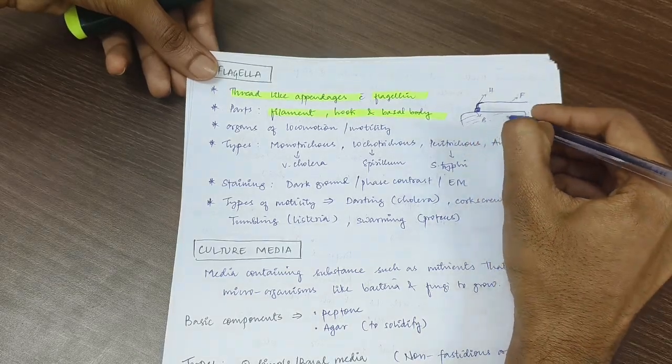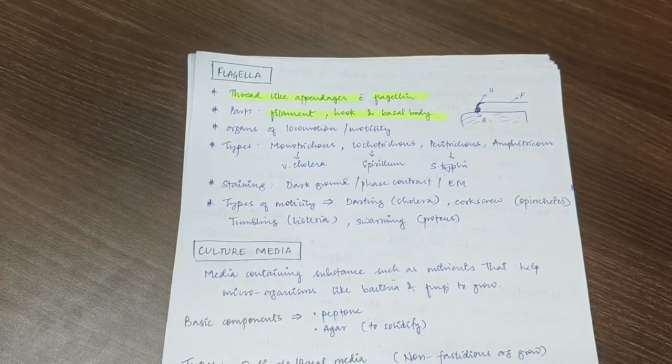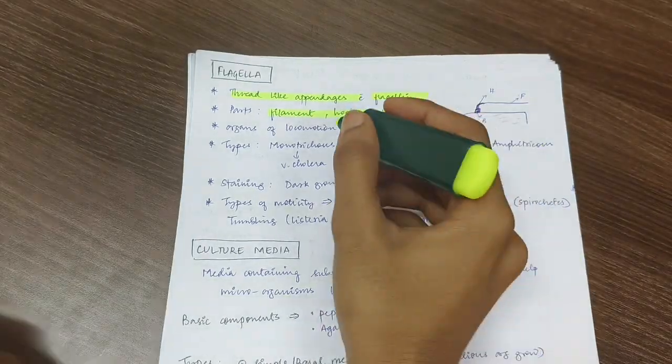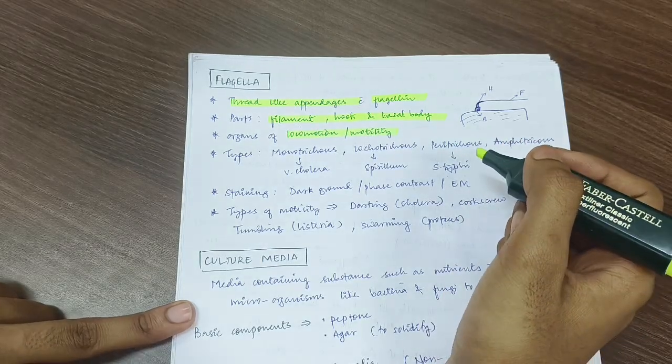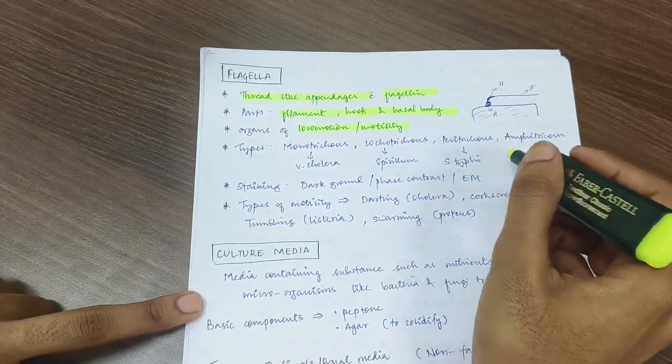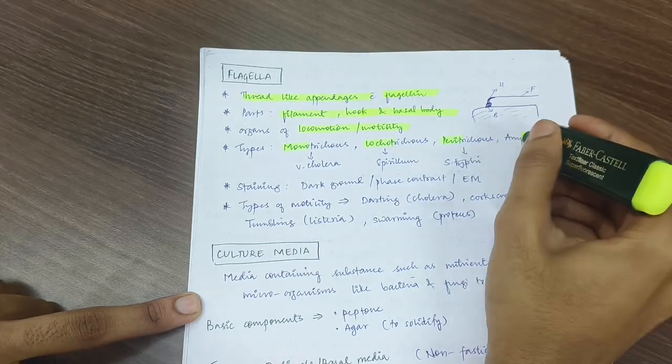Then coming to the organs. What is the function of this particular organ? It helps in locomotion or motility, to move the bacteria. These things are helping them. Then types: there are types called mono, loco, peri and amphi.